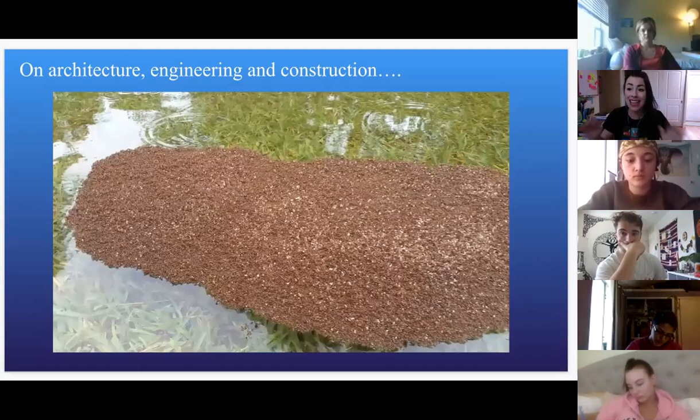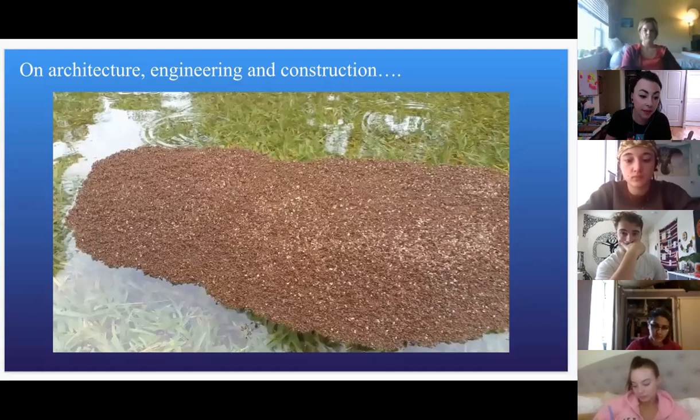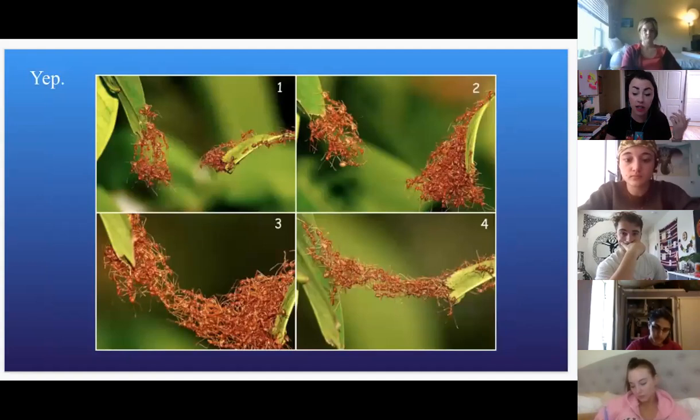They can live on this thing in some cases for up to a week, and they'll float away, and then they'll get back to land, good to go. They can start a new colony. They can also make bridges.